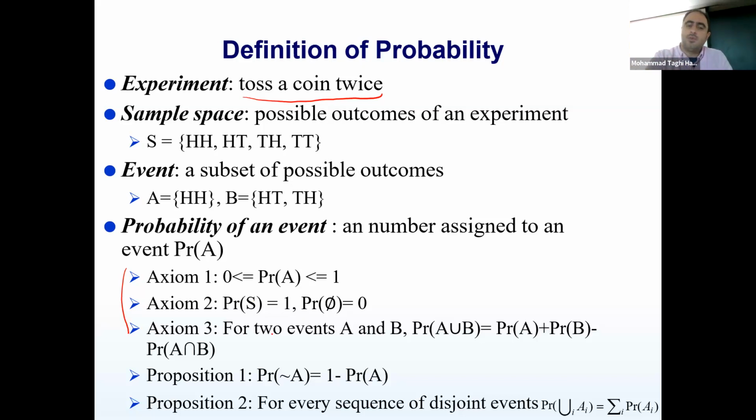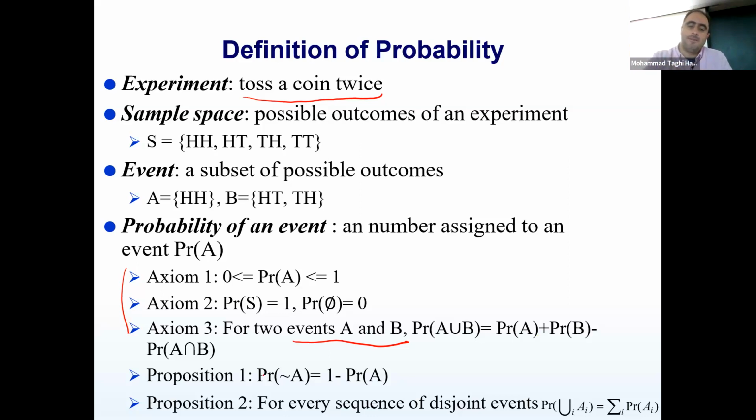Last but not least, for two events A and B, probability of A union B is equal to probability of A plus probability of B minus probability of A intersection B. Note that A and B are sets, so we can define the union and intersection. Anything that you will see about probability theory should come out of these three axioms. Even the complicated stuff should be proved via these. You may use some theorems, but those theorems have also been obtained from these three simple things. Everything came from this.